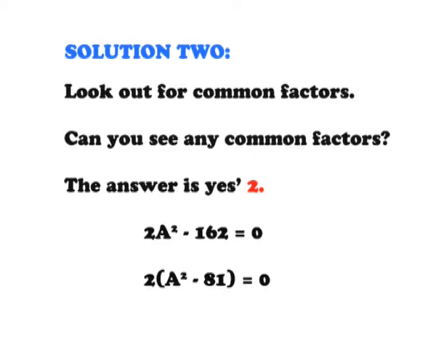With this type of equation, the very first thing you want to look out for is, are there any common factors? Can you actually see any common factors? Look carefully. And the obvious answer is yes. You can factorize 2 out of the equation. Once you factorize 2 out, you're left with a squared minus 81, because 162 divided by 2 leaves you with 81. That in brackets, and all of that is equal to 0.